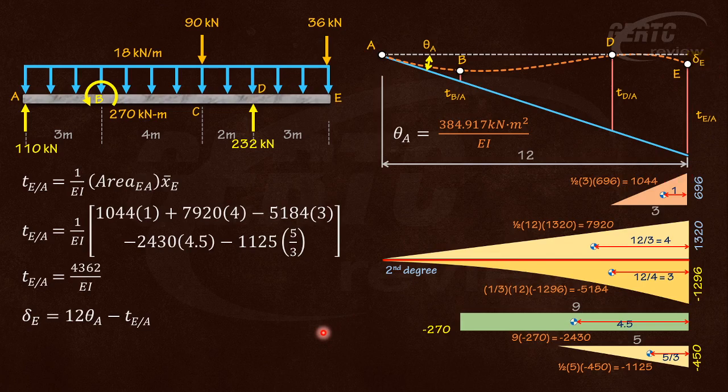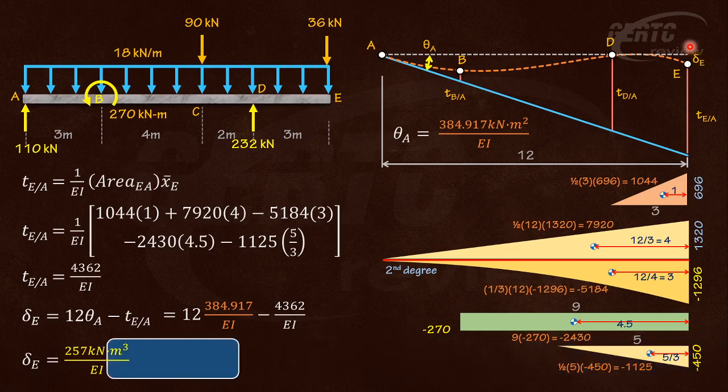So you will have the answer 12 theta A, theta A is this one, minus theta EA. So this will give you positive 257 kilonewton meter cube divided by EI. So we got a positive sign, meaning this is correct. It is really below that beam. Because if that were negative, the magnitude would be correct, but the sign would be wrong, meaning our assumption is wrong, and it should be on top of the beam.